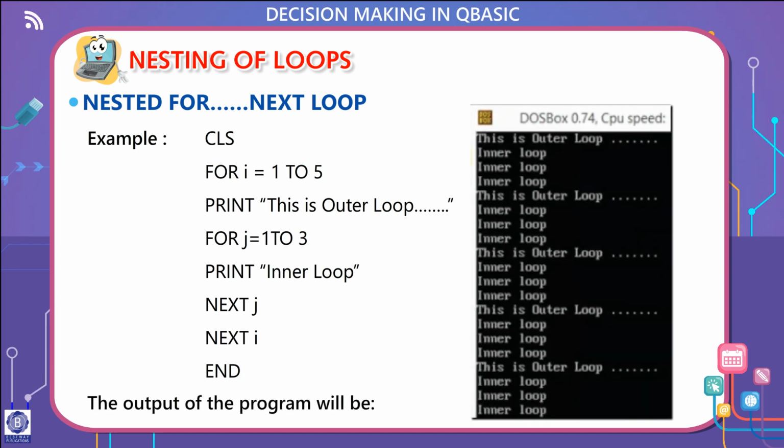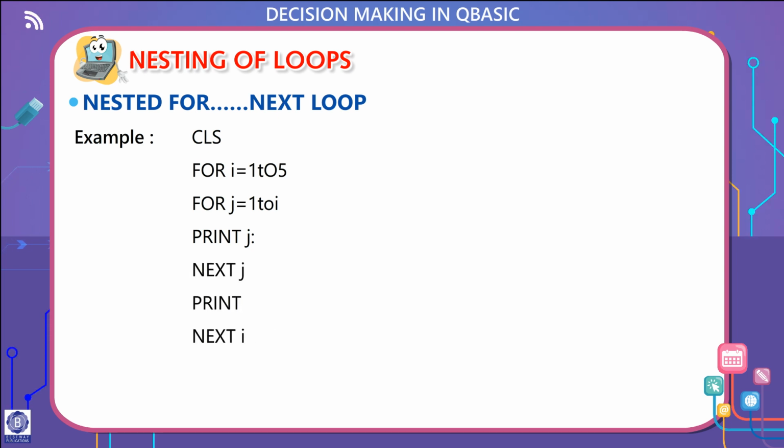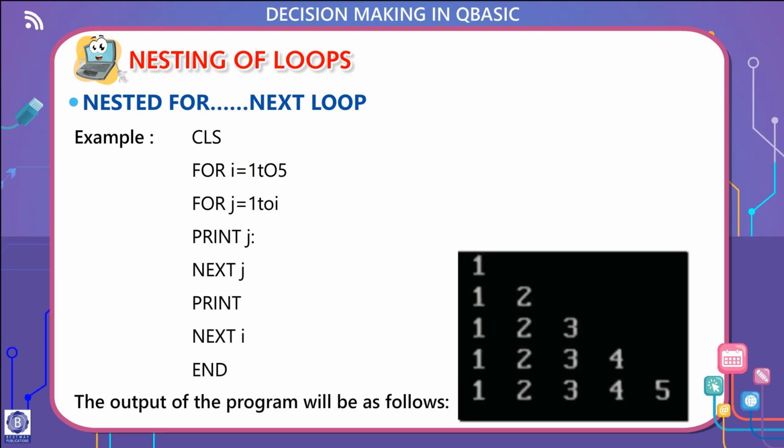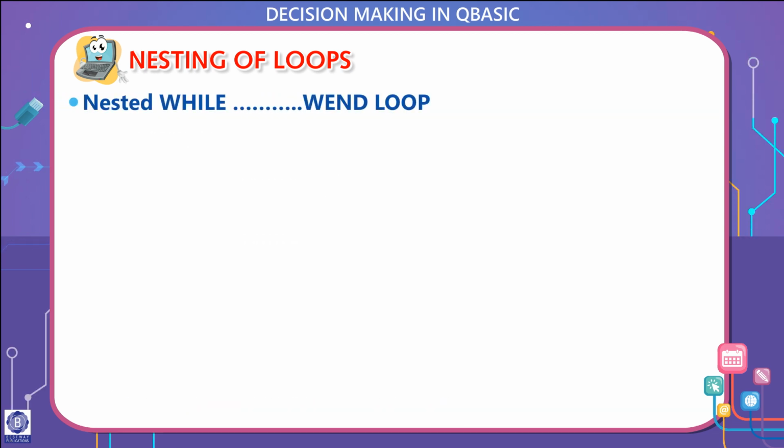The output of the program will be: Example. CLS. For I = 1 to 5. For J = 1 to I. Print J. Next J. Print. Next I. End. The output of the program will be as follows: Nested while-wend loop.